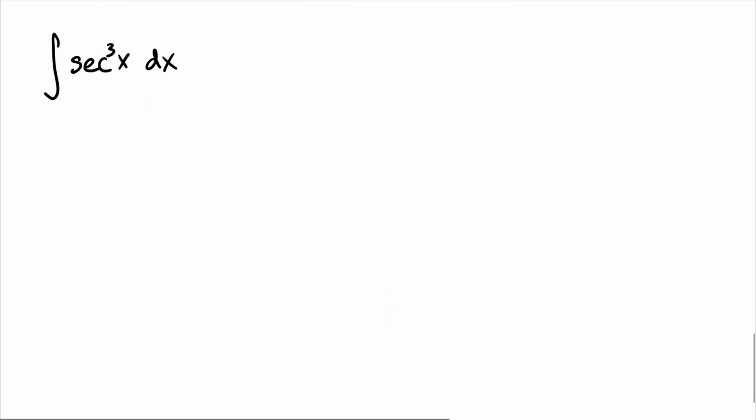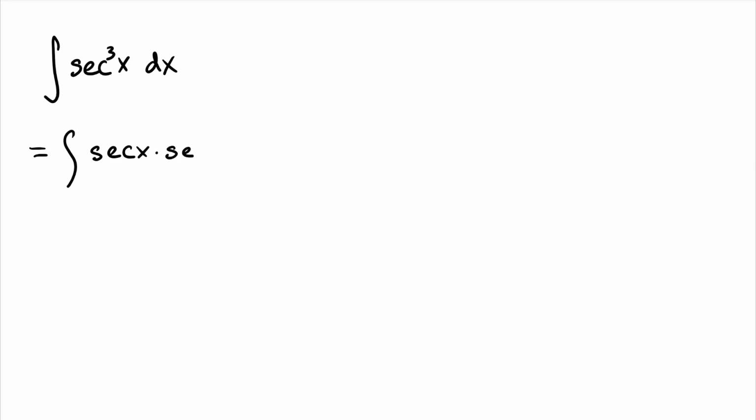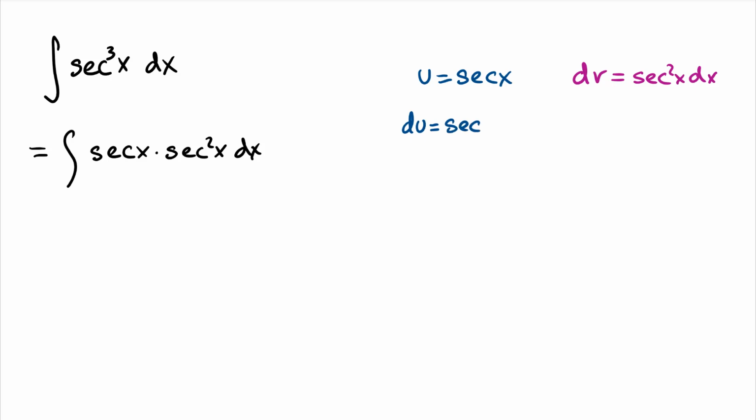All right. Let's jump at it. We're going to do this by parts. So I'm going to call this secant of x times secant squared of x dx. Let's let our u be secant of x, and let's let our dv be secant squared of x dx. So the derivative of u is secant of x tangent of x dx. And our v is just going to become tangent of x.